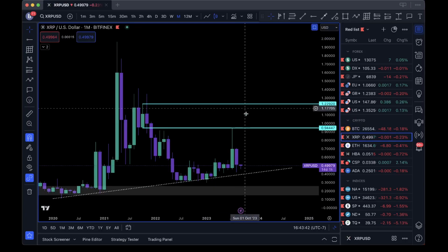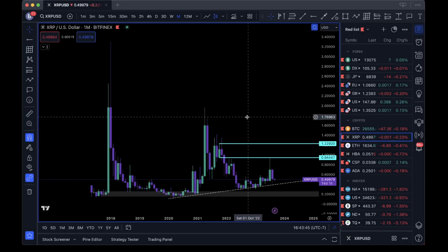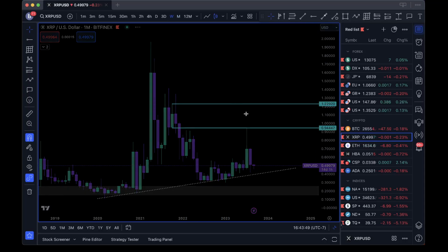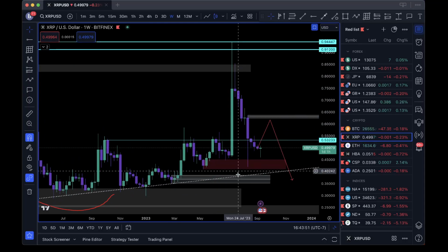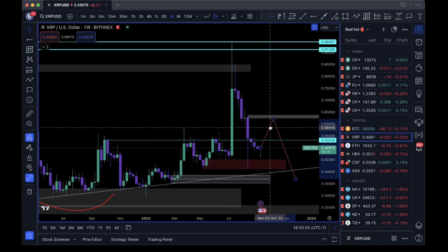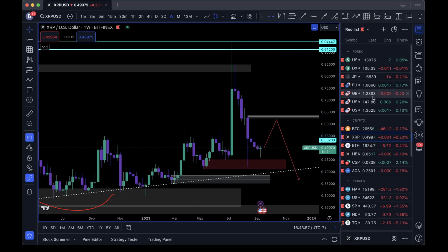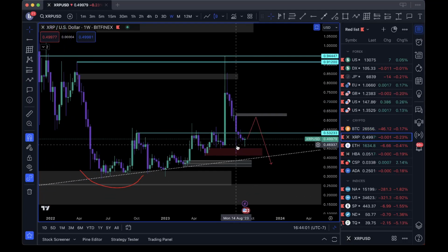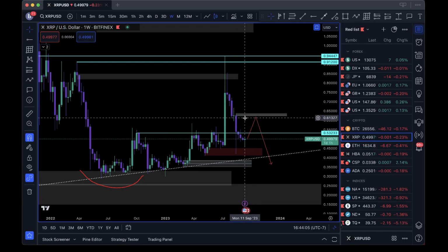But XRP. Man, did I talk about this yet? That's a monthly chart. Let's go to the weekly. Yeah, nothing's changed. Honestly, crypto is kind of boring right now. Maybe it's not to you. Maybe you trade this actively, but I think this still stands. I think we push up into this order block right here, and then we continue down.